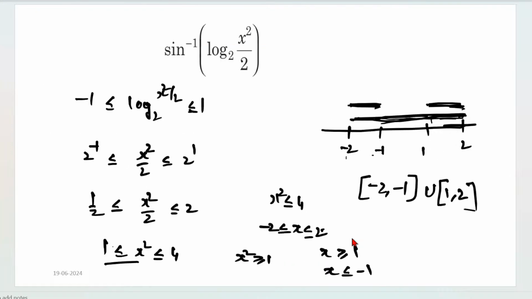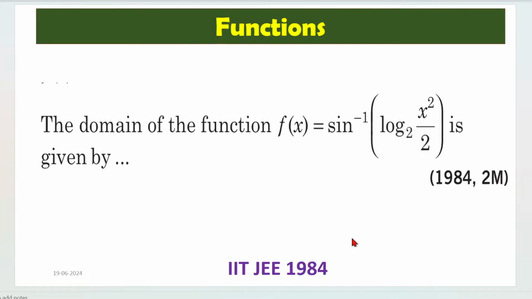If you square root this, the minus one also comes, right? So those silly mistakes I should not do. Okay, okay, recheck again and tell me.